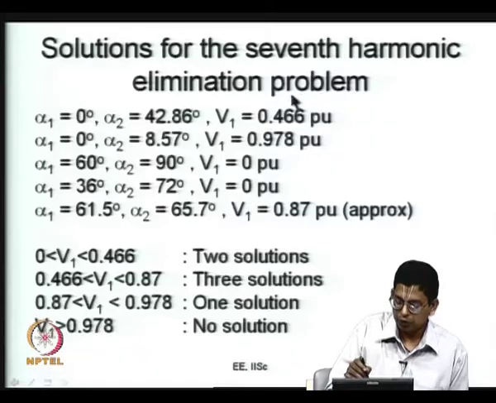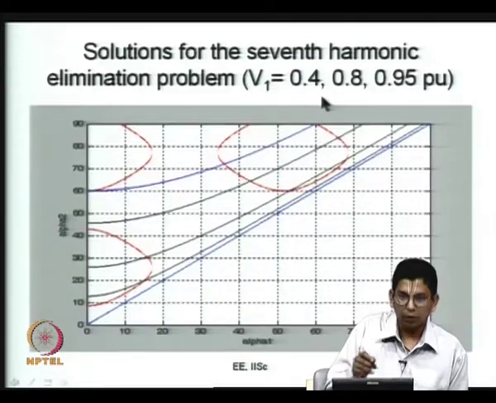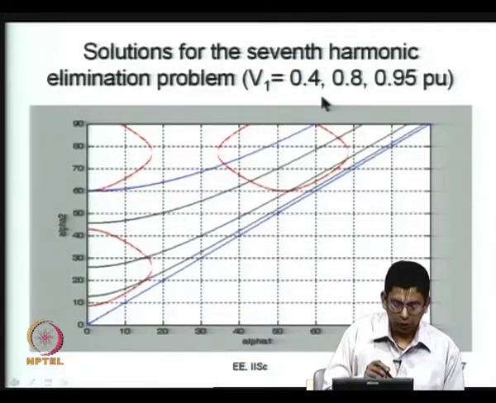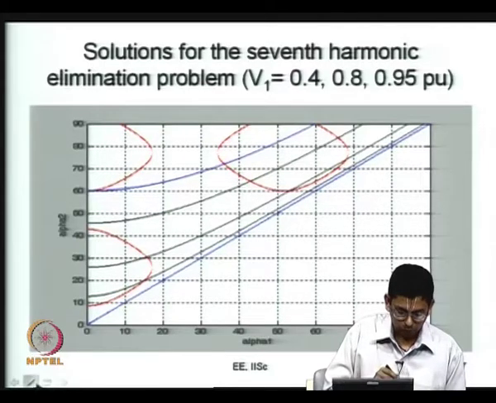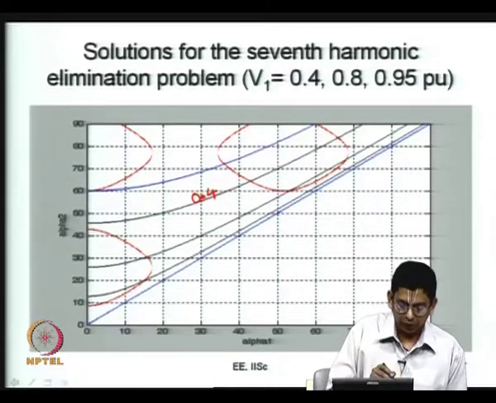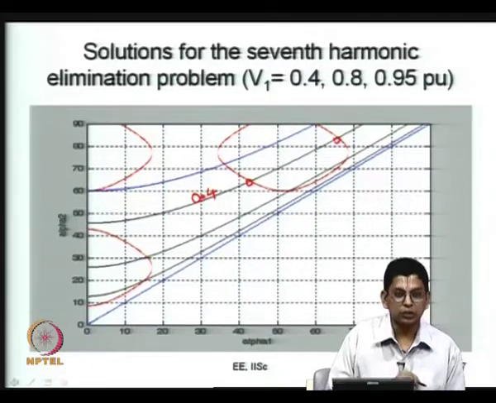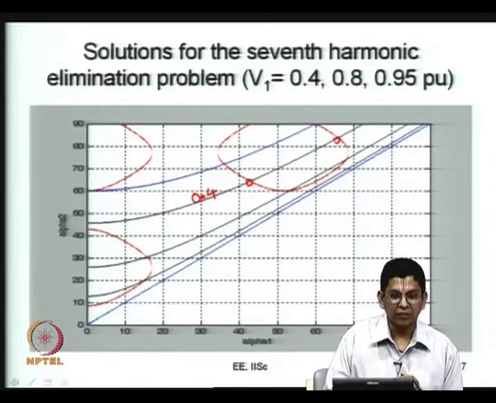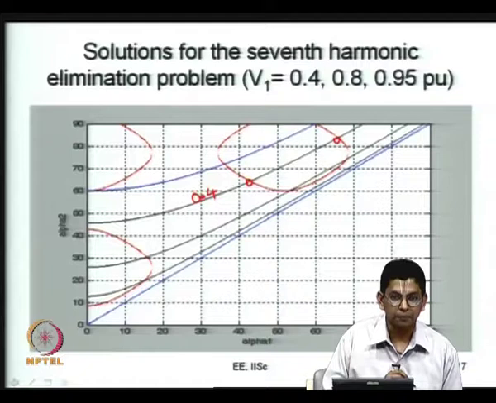One is V1 equal to 0.4. So, V1 equal to 0.4 is a curve that moves like this. Let me write 0.4 on this. So, this is the 0.4 curve, I have drawn it in black. It does not intersect this side, but it intersects with this curve at these 2 points. So, there are 2 solutions possible, for a certain range starting from 0 to some number.